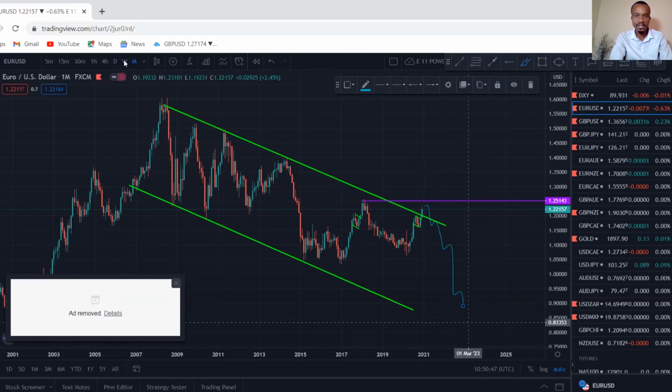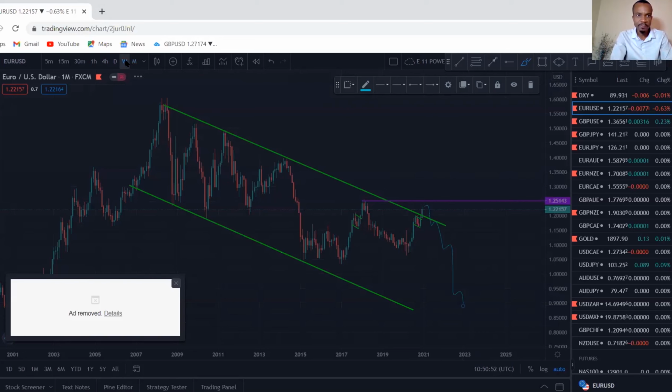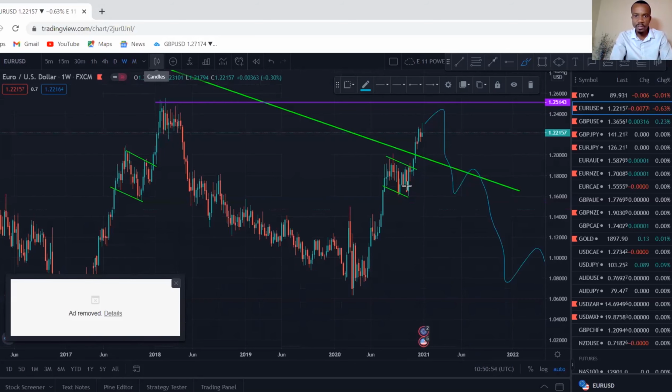So let's take a look at a weekly time frame on this Euro-USD. On a weekly time frame, as you can see, price moved impulsively, corrected, moved impulsively, corrected. So now price is on an impulsive move. Around this area, price might be consolidating.